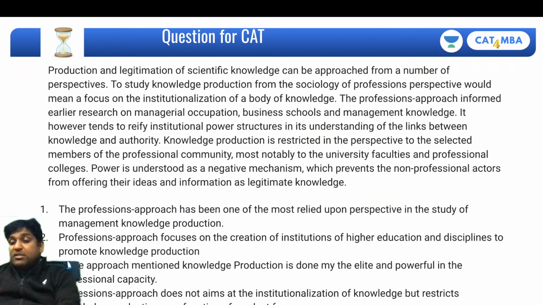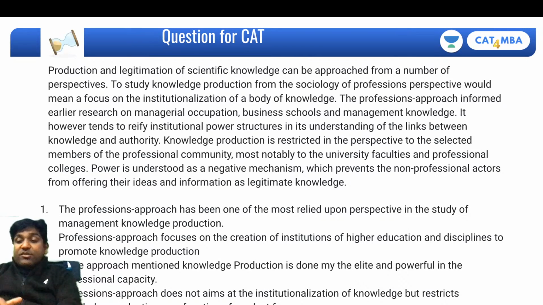The fourth option, I know it is being obstructed by my body. These questions are a little bigger and I cannot make the font any smaller, and they have to be on one page to understand the connection. So I'll read it out to you. The professions approach does not aim at the institutionalization of knowledge, but restricts knowledge production as a function of the select few.